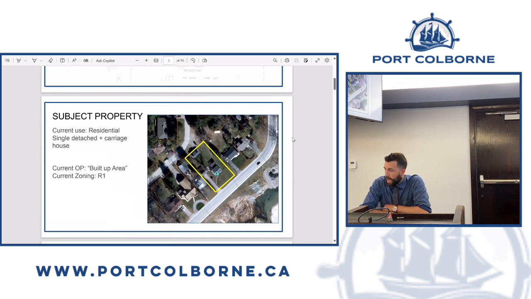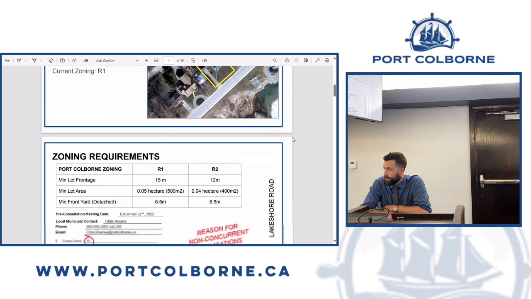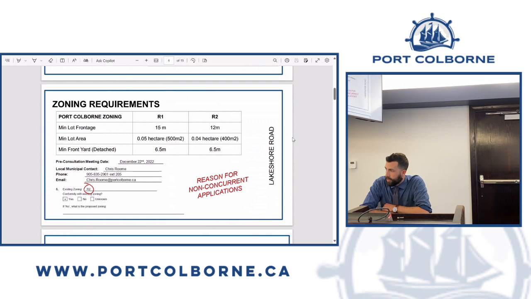This is the subject parcel highlighted. Current use is residential. It has an existing single detached home and a carriage house at the back. The current regional official plan is within the built up area, and the current zoning is R1. This is just a quick recap of the zoning requirements. I already submitted this severance application to this committee in the past. The reason this minor variance is coming up now is that through our pre-consultation, I was told it was R2. That's the reason I'm here today, because it's actually R1. So I need to get the minor variance.